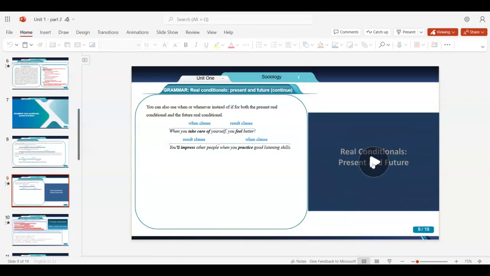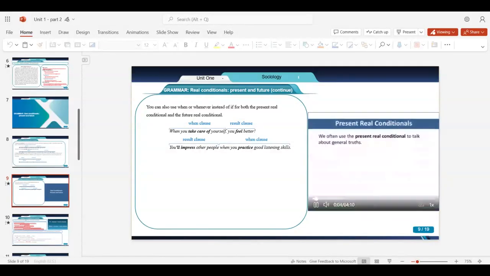So here we go. We'll read the meeting. Real conditionals, present and future. We often use the present real conditional to talk about general truths. If people dress professionally, they can make a good first impression. We can also use the present real conditional to talk about habits, things that happen again and again. If I meet new people, I always smile and say hello.